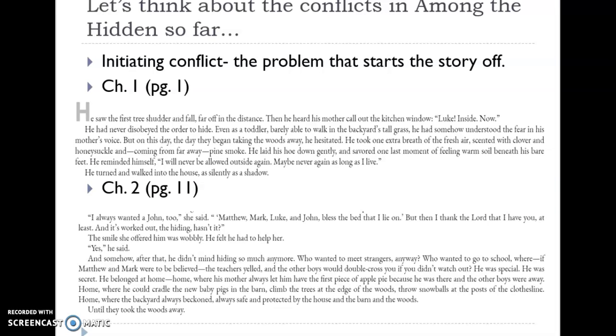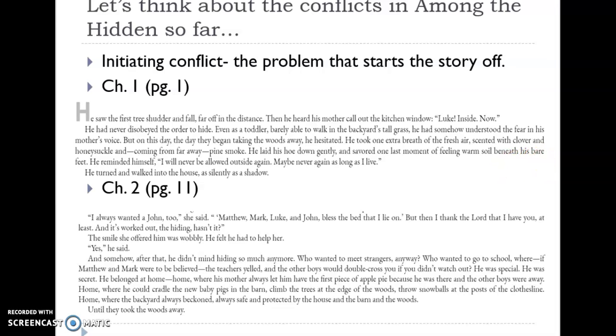Let's think so far about the conflicts in Among the Hidden. The initiating conflict, or the problem that starts the story off, begins in Chapter 1 right away on page 1. And this is the scene that we did the pulse read on in class the other week.